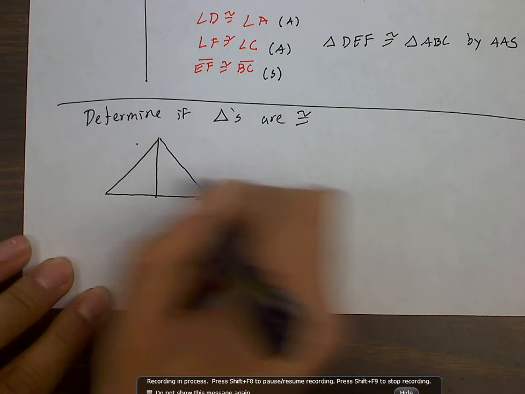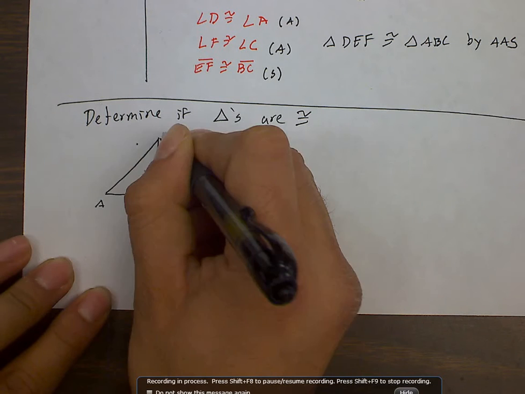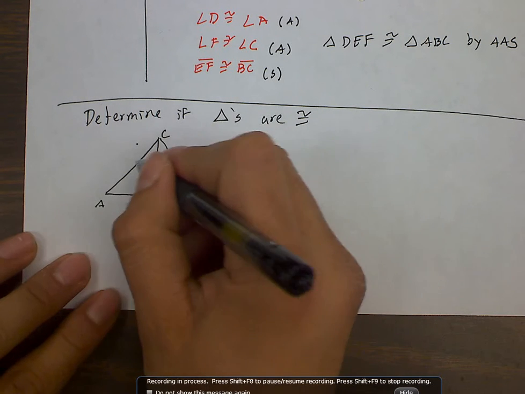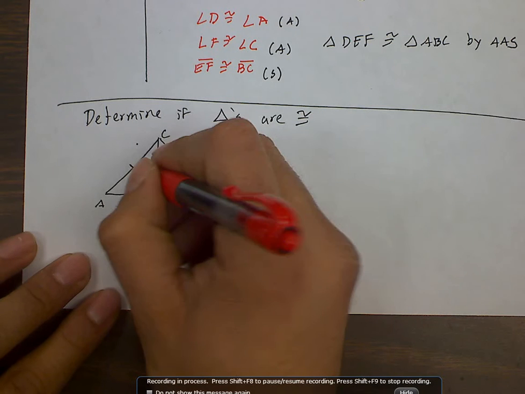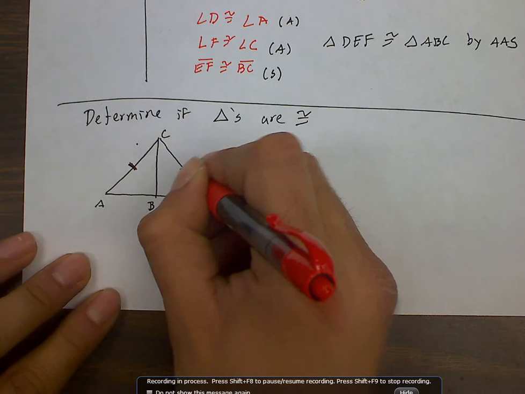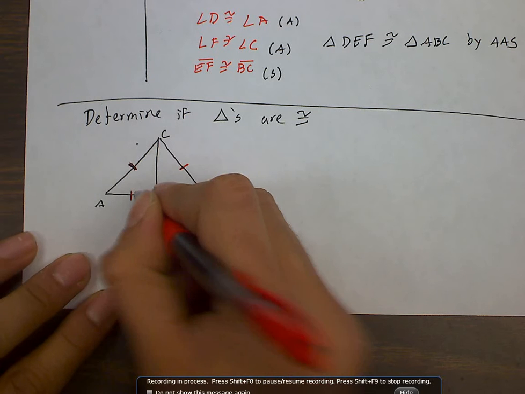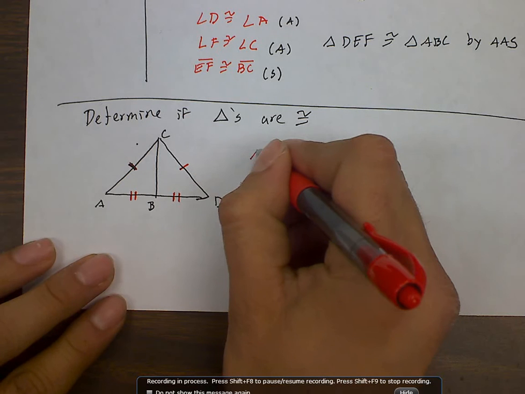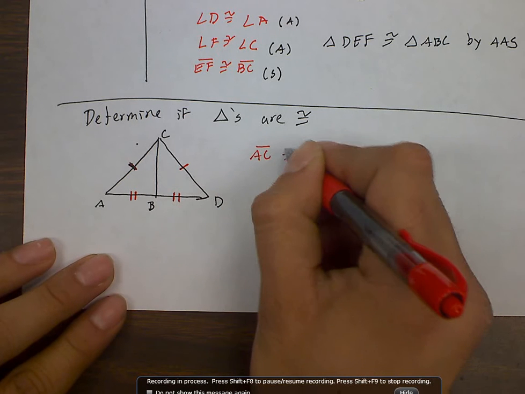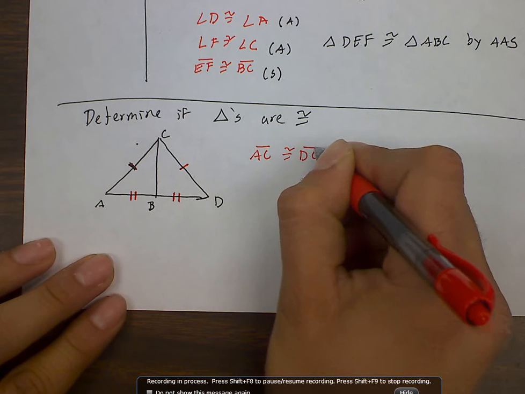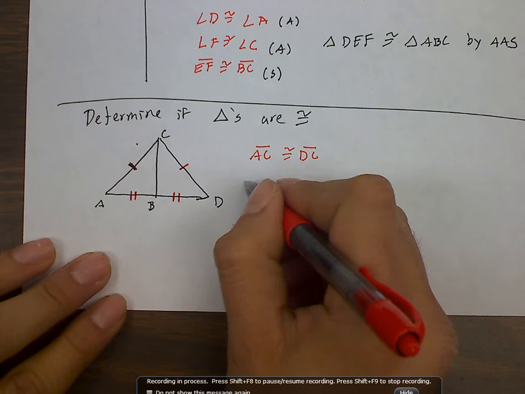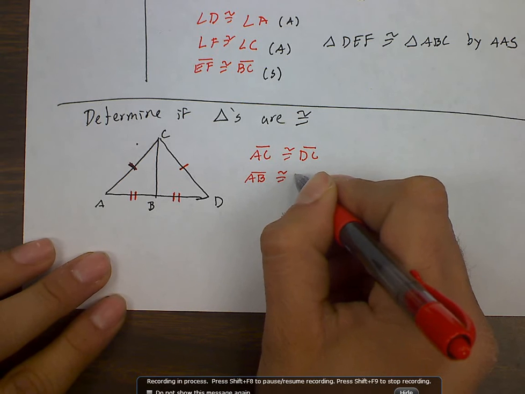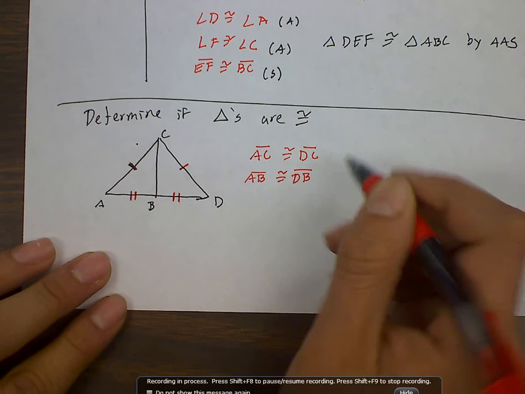Okay, this one's A, B, C, and D. Now, I know that this side, let me use a different color, that side is congruent to that one. This side is congruent to that one. So let's go ahead and write them down. So we know AC is congruent to DC. Okay, now we know that AB is congruent to DB.